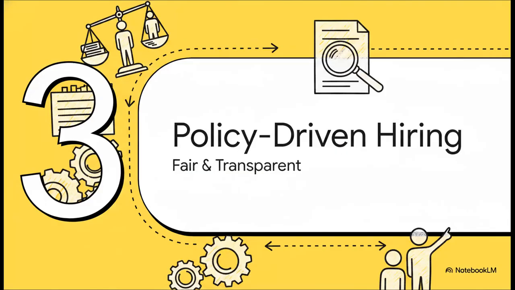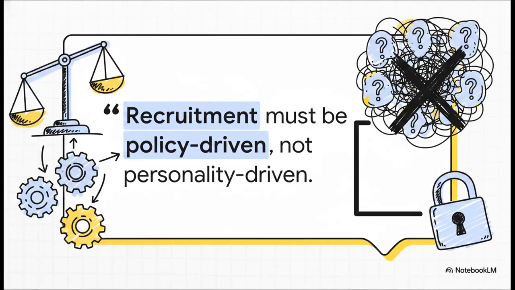Section 3. Policy-driven recruitment. Fair and transparent. So, have you ever wondered how a truly fair hiring process actually works behind closed doors? It's time to bring in the human element. Here is the golden rule, and it's a massive one. Recruitment must be policy-driven, not personality-driven. This is an absolute, undeniable rule if you want to stop corruption, nepotism, and cronyism dead in their tracks. The process has to rule above all else.